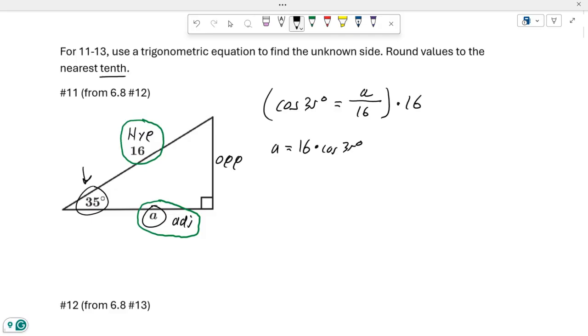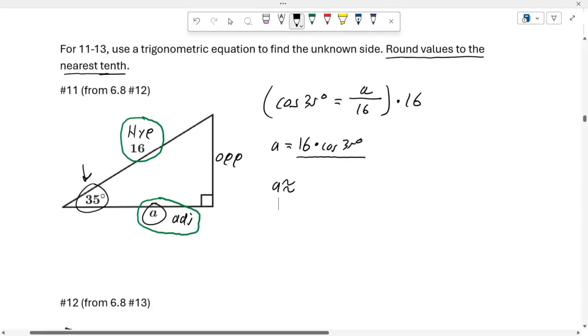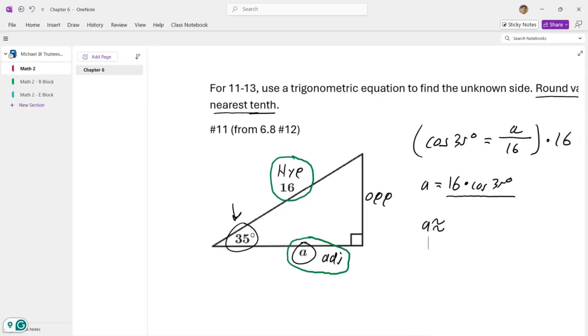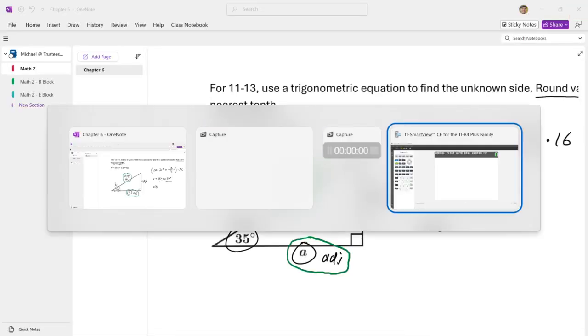All right? Now, that is an exact answer. 16 times cosine of 35 degrees, that is A. And that's about as exact as you can get, and you can't really write this in a different way and have it still be an exact answer. Now, the directions did say round values to the nearest tenth, so we do not want to leave our answer like this. We want to say that A is approximately something, right? And so in order to figure out what that something is, we're going to have to bust out a trig calculator, a calculator that has the trig functions in it. So we'll go ahead and take a look at that right now.